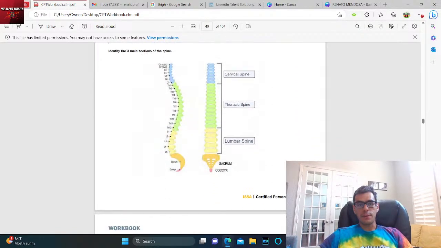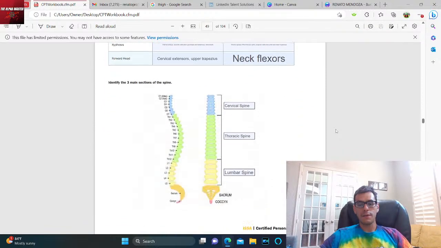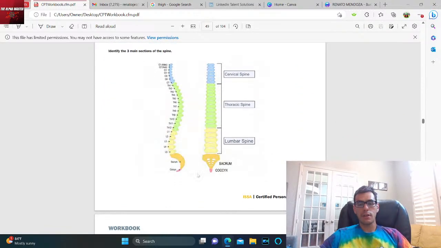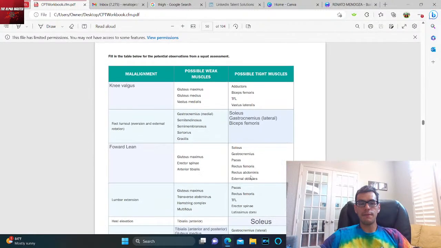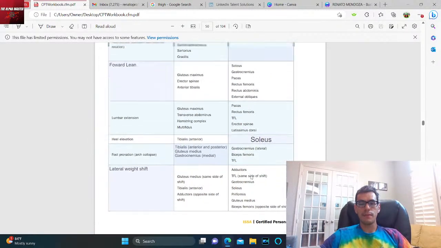The three main sections of the spine: the lumbar spine has 5, the thoracic spine has 12, and the cervical spine has 7. Then you have the sacrum and the coccyx. Now in here, you have knee valgus and knee varus.